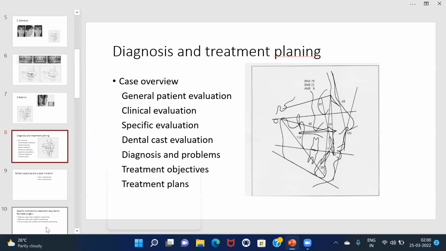The surgical visual treatment objectives outline: one, maxillary osteotomy for superior repositioning of the maxilla, both to establish an ideal tooth-lip relationship and to allow the mandible to autorotate and close the open bite. Bilateral sagittal split osteotomy to advance the mandible. Genioplasty to advance the chin.